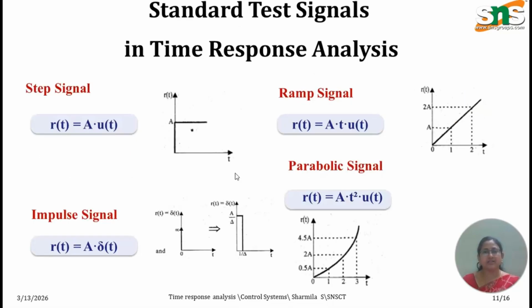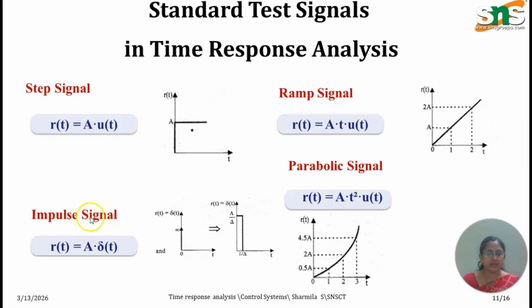Now let us see the standard test signals in time response analysis. The standard test signals are the step signal, impulse signal, ramp signal and parabolic signal. These are used to analyze the system behavior, and these inputs help us evaluate how systems react under different conditions. The step signal is represented as r(t) = A u(t). On the x-axis we represent time and on the y-axis we represent the step signal response.